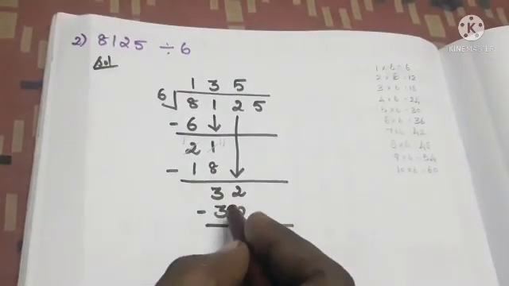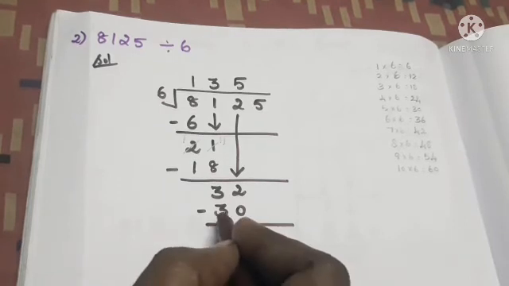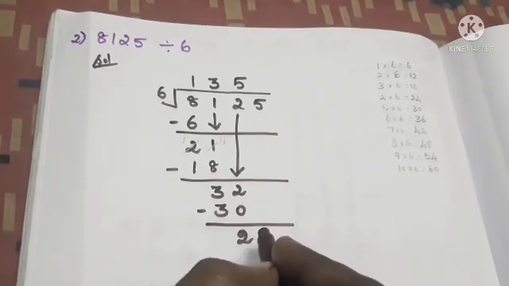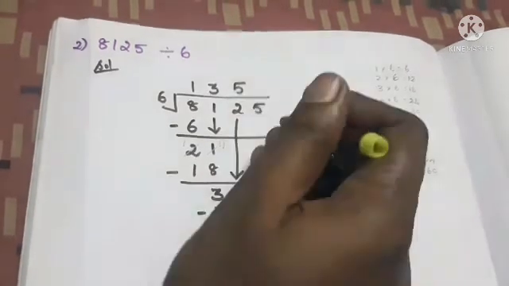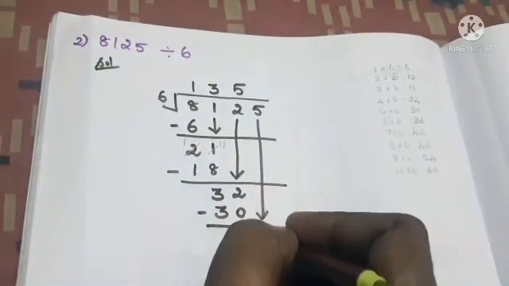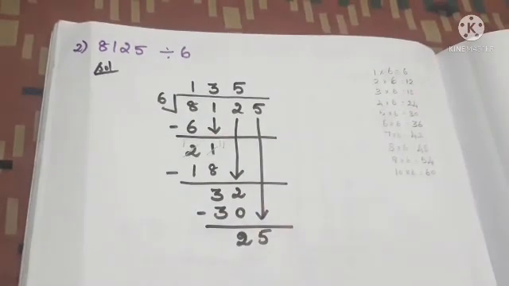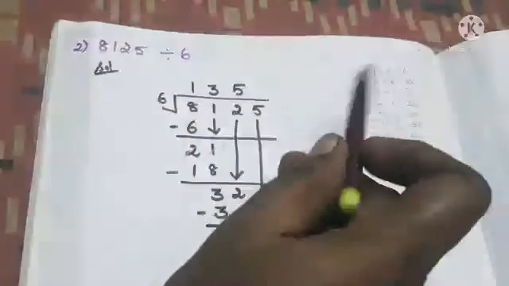Next 3 minus 3 is 0. If you want we can write it, otherwise we can just leave it. Next in the ones place we have 5, isn't it? So we can bring the 5 down. Now we have 25. 2 and 5 will make 25. Next we have to check the sixth table.